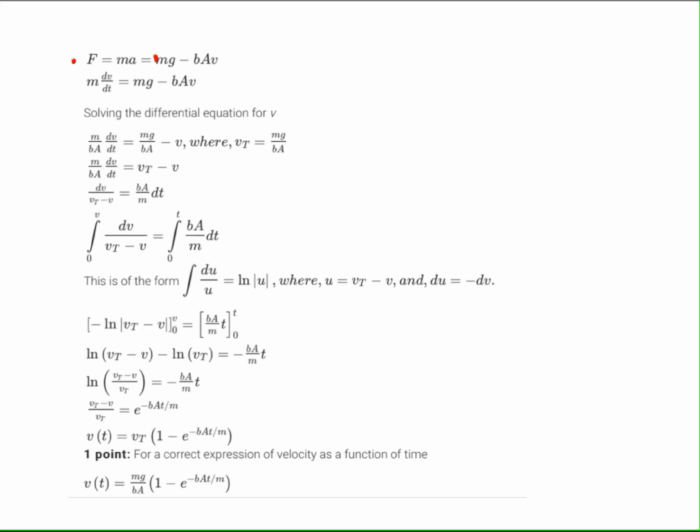Now, they then said m dv/dt. So they just made this into what it's equivalent to, which is m dv/dt equals mg minus bv. Now, they solved the differential equation. So basically what they did by doing that is they put all the v's on one side and the t's on the other side. Then they do from 0 to v, they're doing the integral. So we got the integral of the left-hand side, integral of the right-hand side. Now, the integral of the left-hand side takes some work because you have to do some u substitution. So I'll give you a second to look at that.